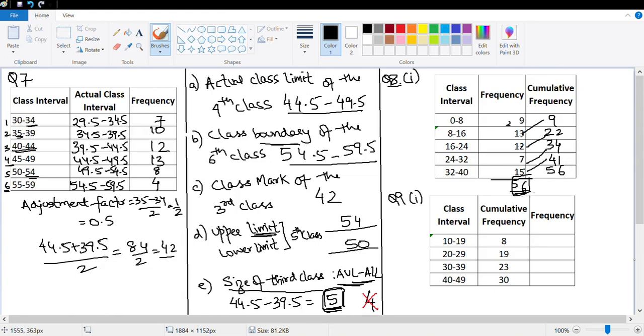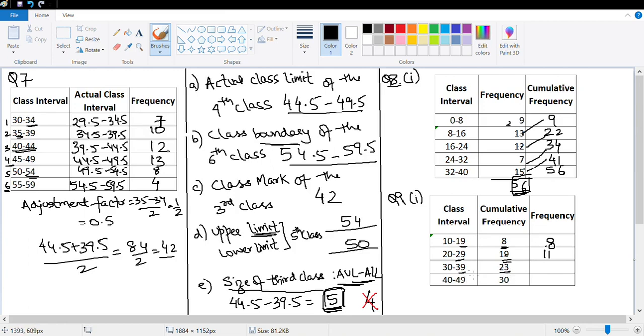Let's look at question number 9, part 1. Construct a frequency distribution table from the following cumulative frequency distribution. Oh, so now we need to go reverse, which means cumulative is given and we need to calculate frequency. So what it means is 8 people were below 19, right? So that's my frequency of 8. 19 people were below 29, out of which 8 have already been accounted here. So I will subtract. Earlier I was adding, now I'll subtract. So 19 minus 8 will give me 11.